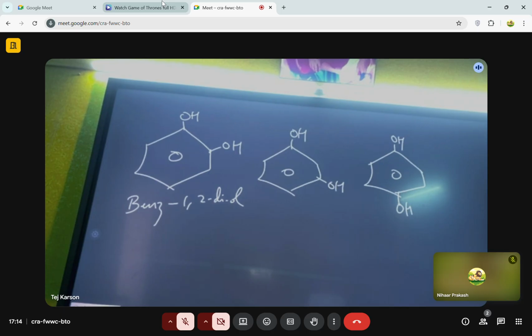So can you write the IUPAC? Benzene 1,3 diol. Same thing as the first one: 1,2, 1,3, 1,4. That's all. Last one, common name, hydroquinone. Phenol is very important, very often asked. For example, they give this structure and then ask: phenol reacts with HBr to form what?